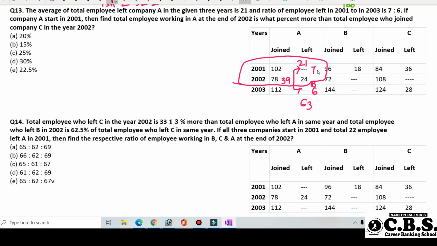The ratio is 7:6. Total 13 parts is 39. 1 part is 3. 7 parts is 21. 6 parts is how much? 18. I'm going to find out the A value up to 2002. Okay, how many are joined? 102 joined.